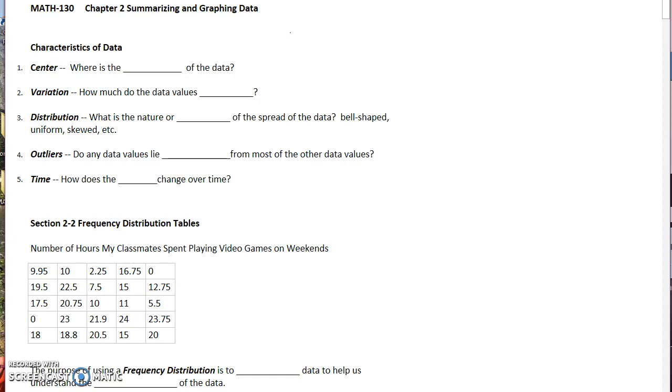Okay, so in chapter 2, chapter 1 we took a look at what data is and types of data and some definitions. Now we're really going to dig into what do you do now that you have some data. And one of the most basic things to do is kind of put it in piles, organize it. So some things that we look for in data, characteristics, the center of data, so we want to know where the middle is.